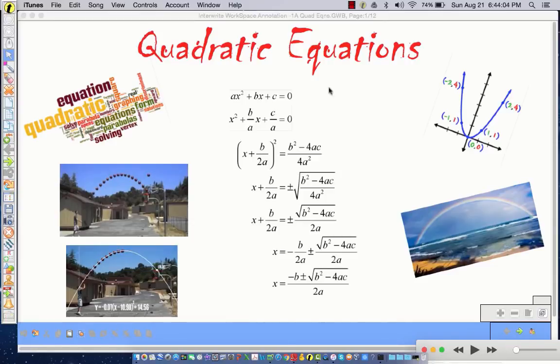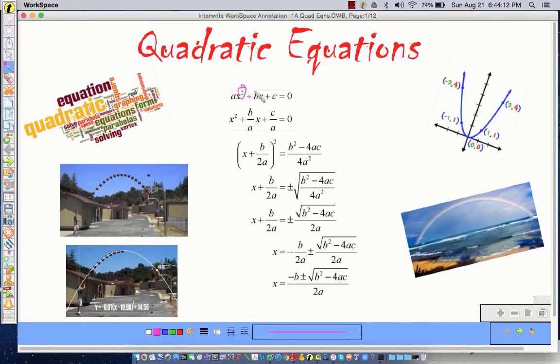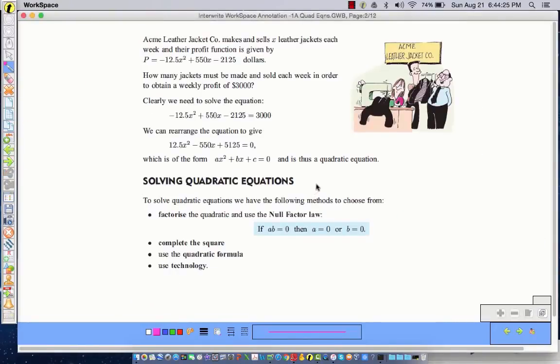Quadratic equations. What makes a quadratic a quadratic? It's a polynomial whose greatest degree is 2. Okay, it's a second degree equation, meaning the greatest exponent is 2, and it must have that, or it's not a quadratic.